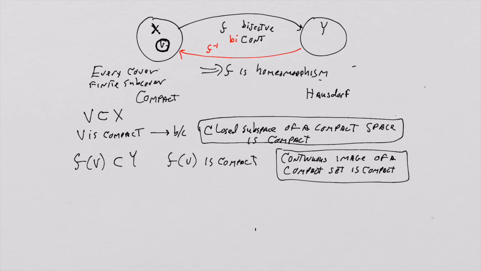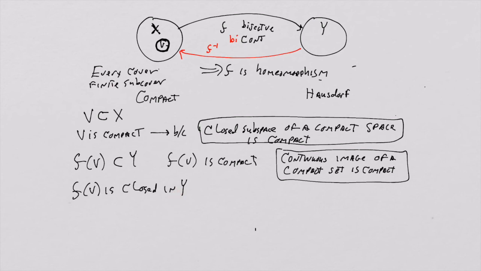Now I know that Y is Hausdorff, right? So what do I now know from that? F of V is closed in Y. That's enough, right? I don't need to say in Y because F of V is obviously in Y, but it's common to say it's closed in Y just to help you remember that F of V lands in Y. But how do we know that F of V is closed in Y?